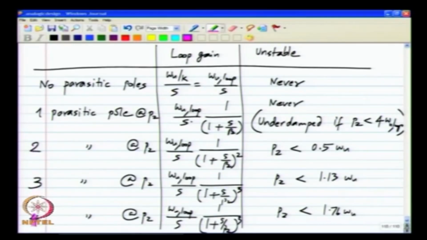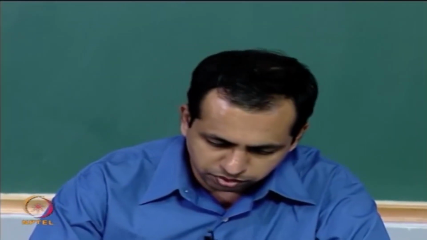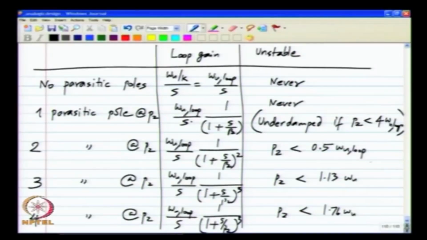Now, you can have 2 or 3 or 4 or extra parasitic poles, and they can be at various locations, but for analysis it is easiest if you assume that all of them are at the same location. If you have 2 identical parasitic poles P2, what happens is the system can become unstable, and it happens for P2 lesser than 0.5 omega u loop. Okay. So, all of these I have written here should be omega u loop, 0.5 omega u loop, and for 3 extra parasitic poles it is 1.13 omega u loop, and 4 of them it is 1.76 omega u loop.